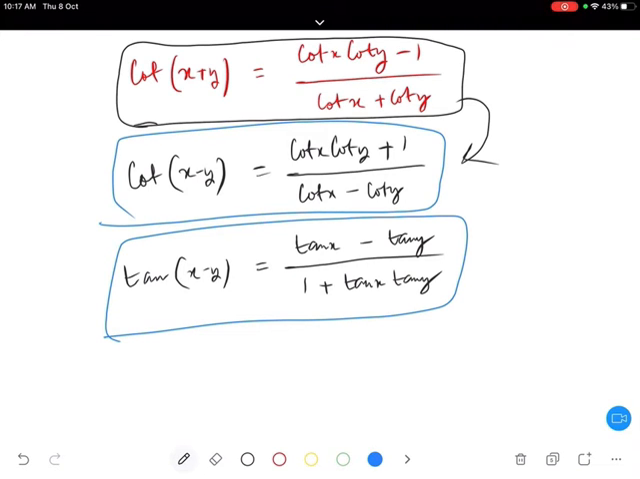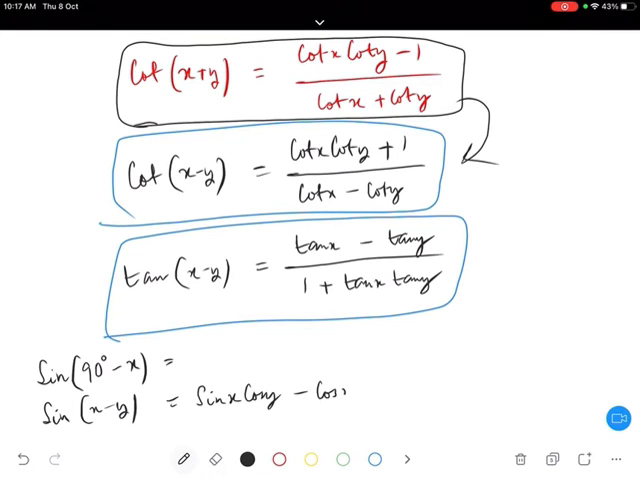Can we do some problems or not? From here, I will derive one thing. I told you that sine of 90 degrees minus x is cos x, right? So let us derive whether it's true. Let's apply the formula of sine of x minus y. Sine of x minus y is sin x cos y minus cos x sin y. Yes or no?